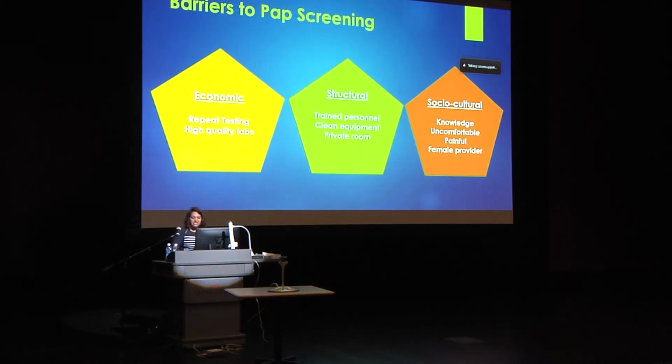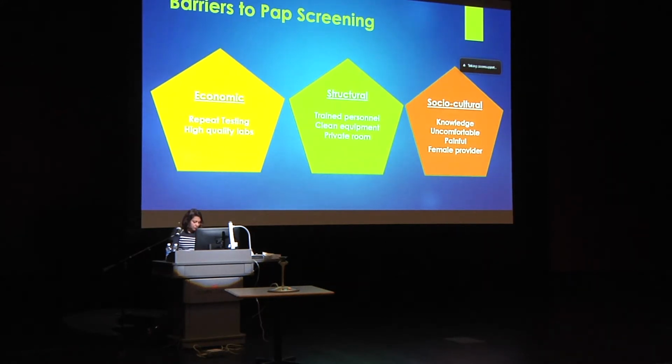However, Pap screening in developing countries has not had the same success, and it's mainly due to the structural and economic barriers. The success of Pap smear depends on repeat testing and high-quality laboratories, which in turn drives up cost. A private space is needed with clean tools to perform a pelvic exam.